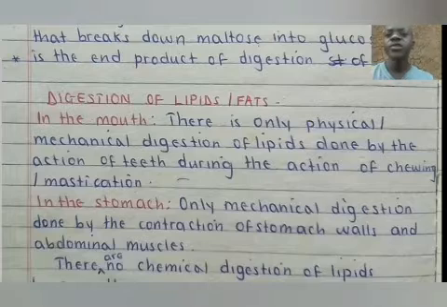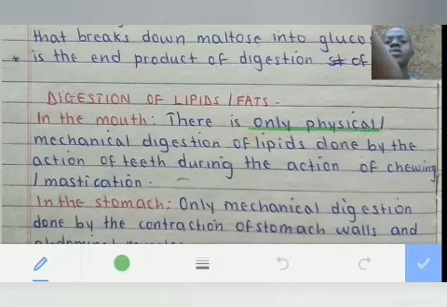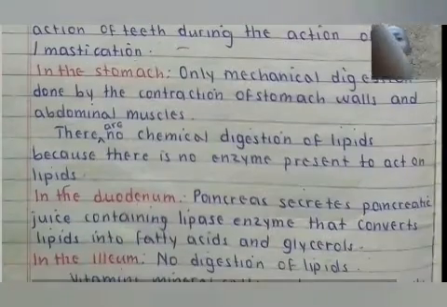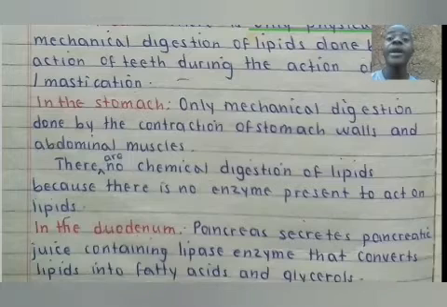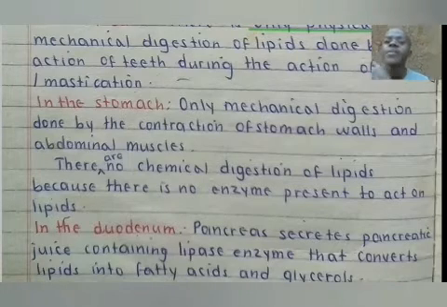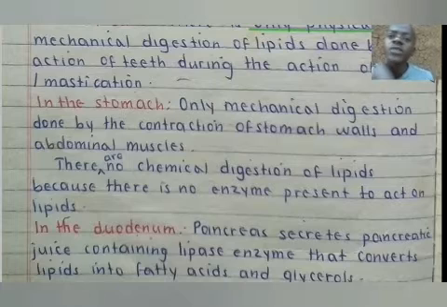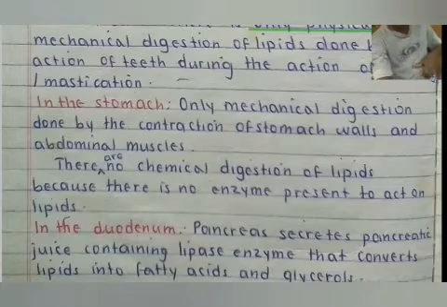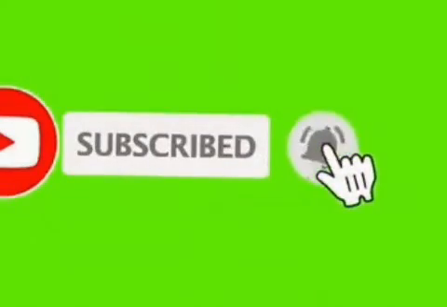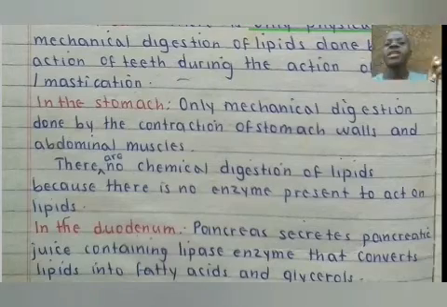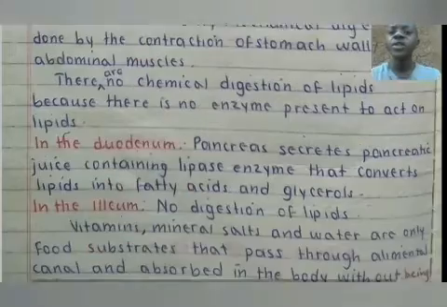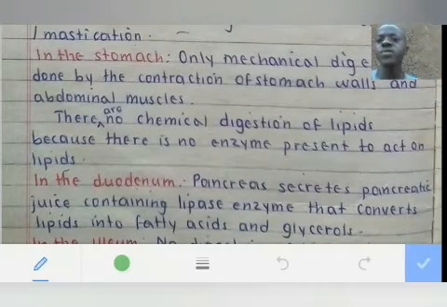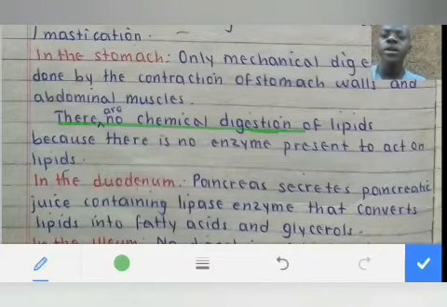In the mouth, there is also only physical digestion because there is no enzyme present. So there is only mastication. Then in the stomach, there is only mechanical digestion, so chemical digestion is not there. It is done by the contraction of the stomach walls and abdominal muscles. When these muscles contract, squeezing food, they act on it mechanically or physically. So there is no chemical digestion of lipids because there is no enzyme present to act on the lipids.